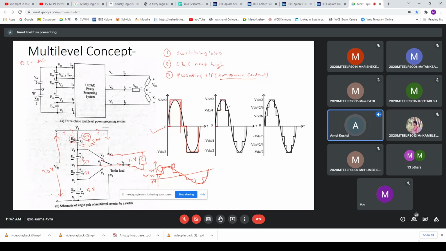Ahead of this, as we increase the level of the output, the unwanted part is removed majorly as compared to the first two level inverters, two level and three level. Now how many levels are here? It's first, second, third, and fourth. So as we increase the levels, the harmonic content or the pulsating nature of the output is reduced, and we get a pure sinusoidal waveform.